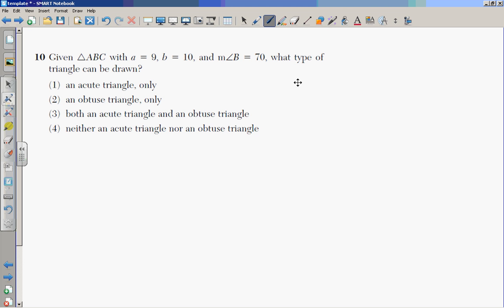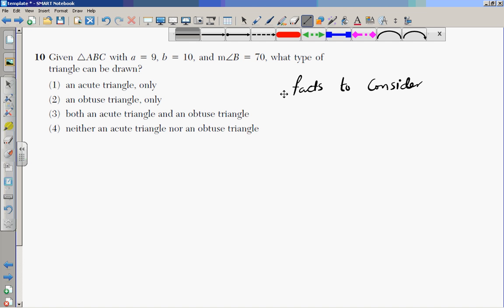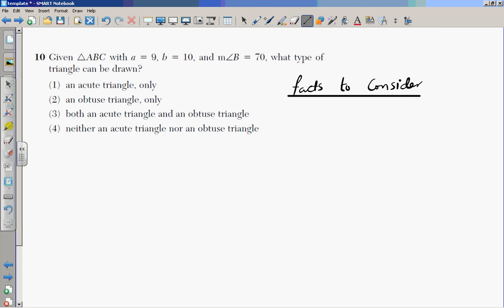So facts to consider. Alright, there's a lot of vocabulary here, and also rules to take into consideration. Alright, so these are some things you want to keep in mind. First of all, the sum of angles in a triangle has to be equal to 180. Okay, if it's more, then it's not good. It's not a triangle. Okay? Sum of angles must be 180. If it goes above it, then that's bad.